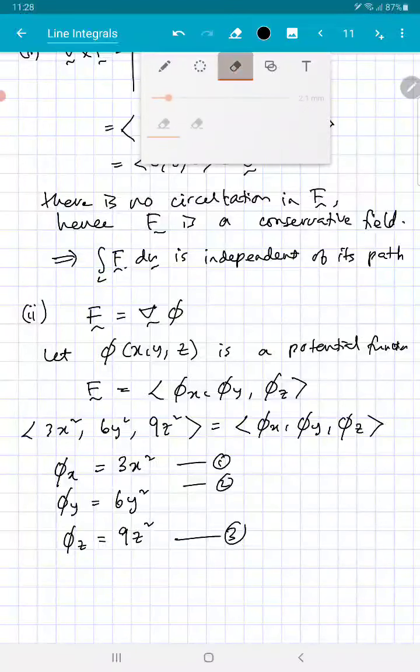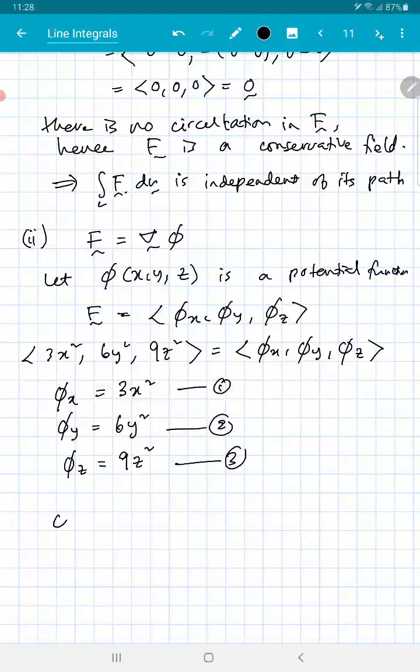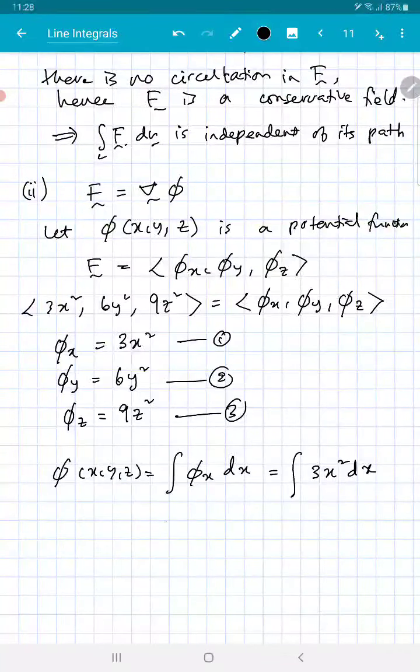So this one is second. Alright, so let's use the first equation. We have partial phi partial x. We want to find phi. So from partial phi partial x, what we need to do is integrate partial phi partial x with respect to x. So partial phi partial x is equal to this. Okay, so what we're going to do is integrate that.